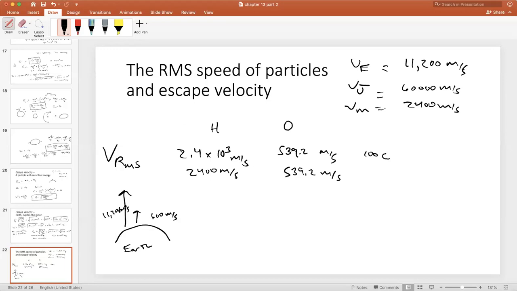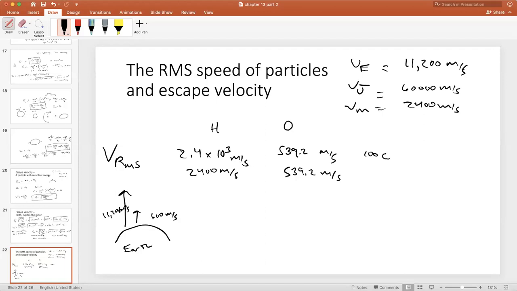Earth's gravity. Okay, and you might look at this and go, well, I'm going to tell you, you may not think it, but the Earth actually doesn't have a lot of oxygen or hydrogen. It has a little bit, but not a lot. You might say, well, how can that be?